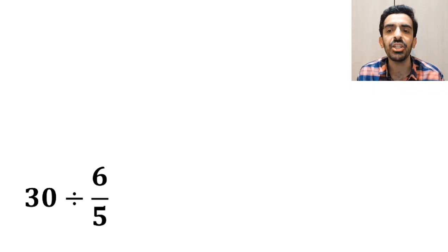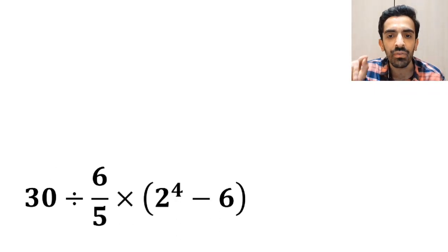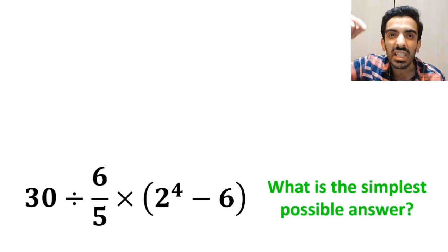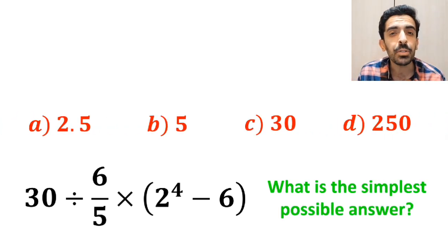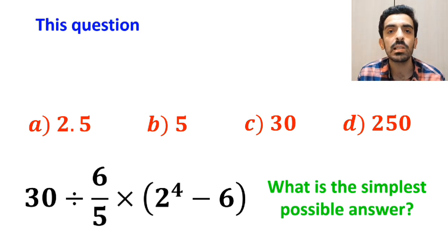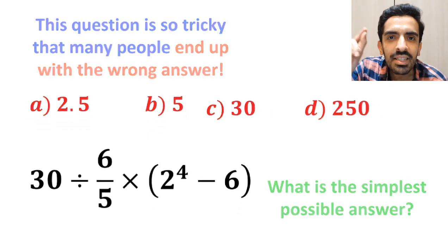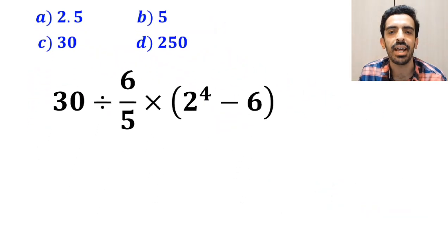If we have the expression 30 divided by 6 over 5 multiplied by open parenthesis 2 to the power of 4 minus 6 close parenthesis, then what is the simplest possible answer to this question? Which option do you think is the correct answer to this question? This expression is so tricky that many people end up with the wrong answer. Let's dive in and break it down step by step together.